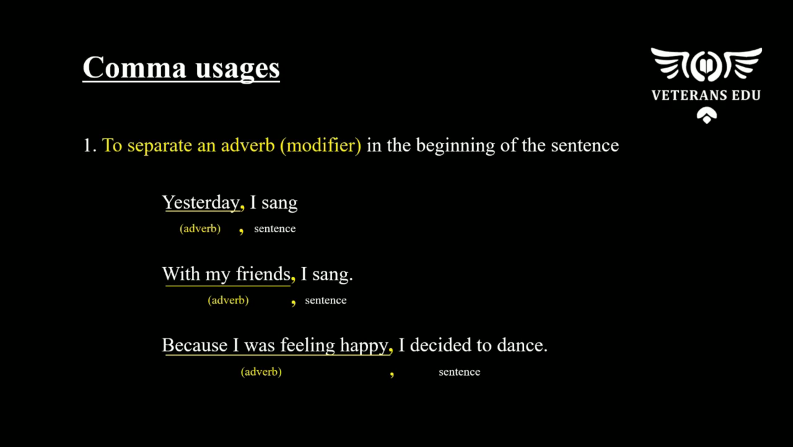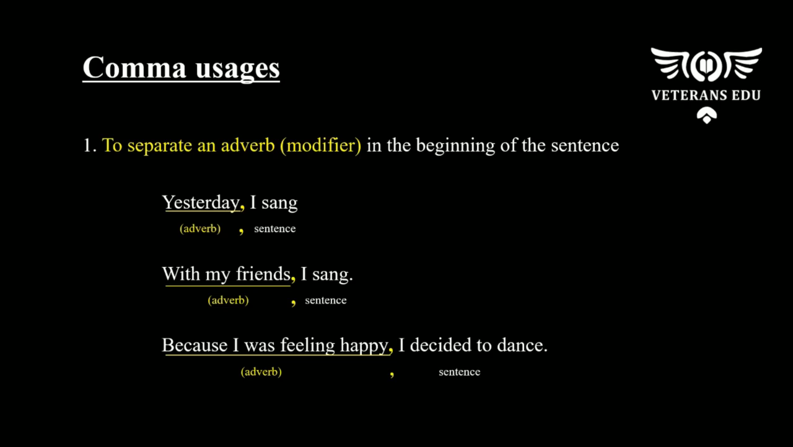The first comma usage and the most important comma usage is to separate an adverb in the beginning of the sentence. For example, when I say yesterday I sang, I need to put a comma between the word yesterday and I in order to separate the modifier or the adverb from the sentence. Likewise, in the second sentence, with my friends, I sang. In the third sentence, because I was feeling happy, I decided to dance, I need to use a comma to separate the adverb from the sentence, to clarify where the sentence begins.